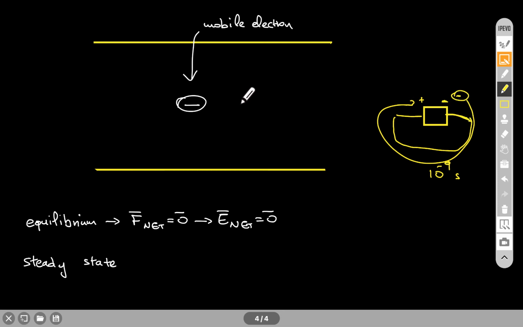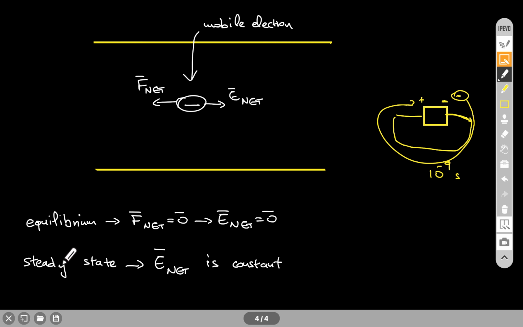Now, if I do have a current, this means that my mobile electron will feel a net force, and because it's a negative charge, this means that the net electric field is pointing to the right. Steady state means that the net electric force and the net electric fields are constant. This is the difference between equilibrium and a steady state.